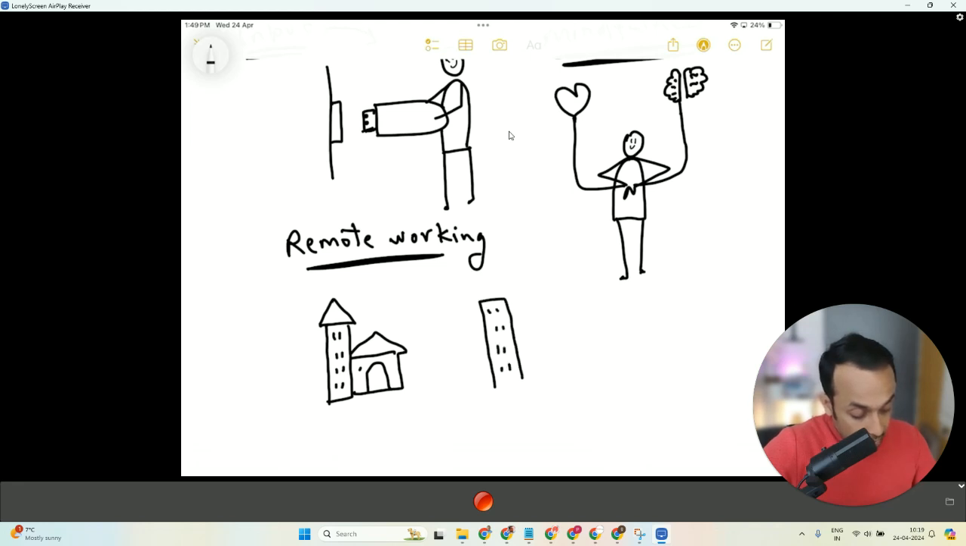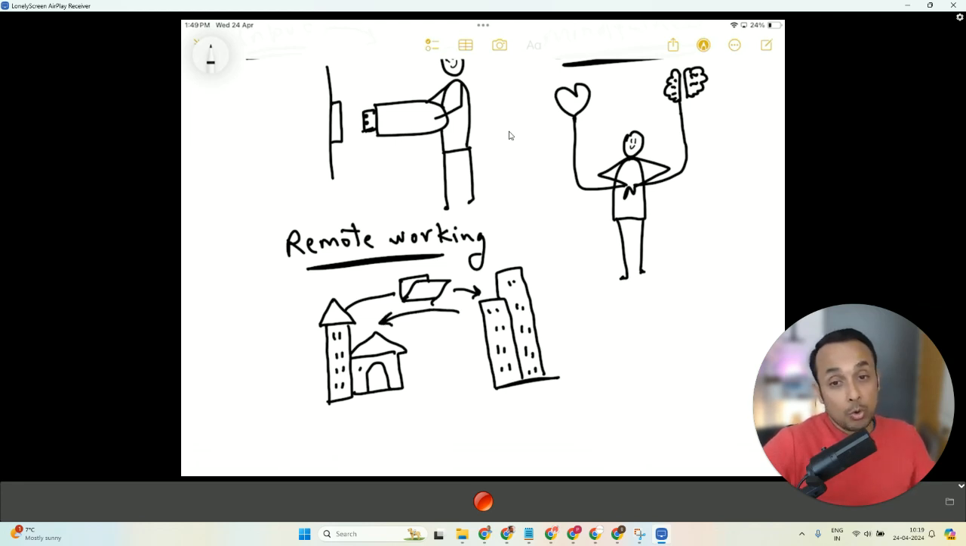They are rectangular buildings. And the files are going from home to office. And how are they going? How to draw a file? So I'll be drawing a parallelogram and then a rectangle. And that's how the files are going from home to office and from office to home. And that's what remote working is.